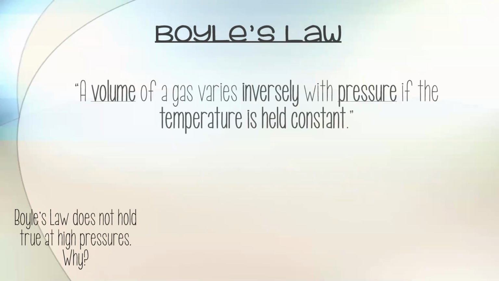Okay, so the first law we're going to talk about is Boyle's law. Boyle's law states a volume of gas varies inversely with pressure if the temperature is held constant. So we have V volume, P pressure, and T temperature, and you're going to have those for all. A volume of gas varies inversely, meaning opposite, with pressure, and temperature is held constant for Boyle's law.